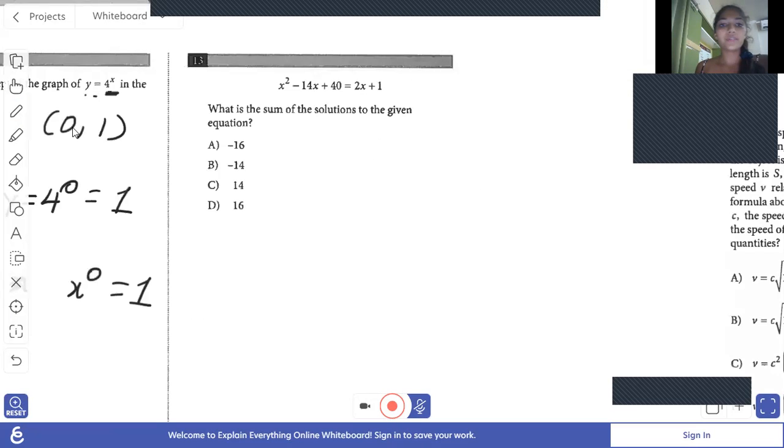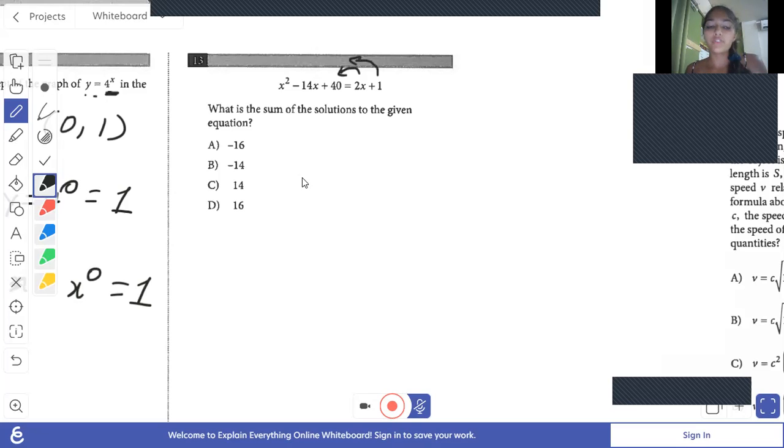x squared minus 14x plus 40 equal to 2x plus 1. What is the sum of the solutions to the given equation? Right, so first we just want to bring both of these values to this side, and let's first do that. So x squared minus 14x minus 2x. So we have x squared minus 16x plus 40 minus 1, plus 39. And then on the right hand side we have 0.